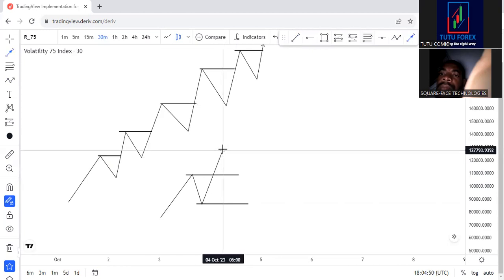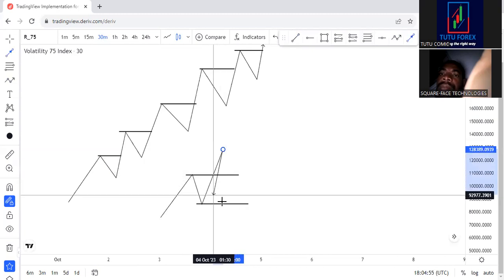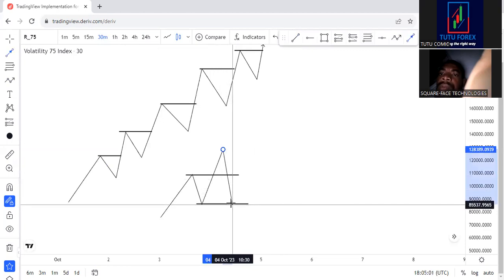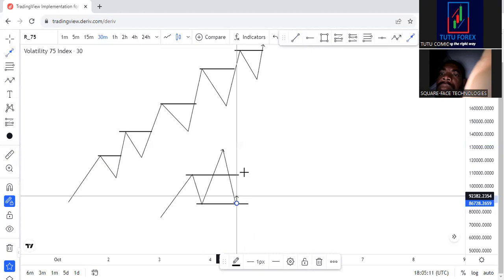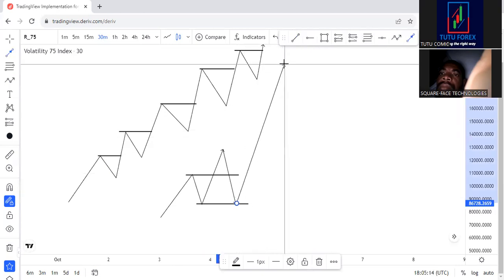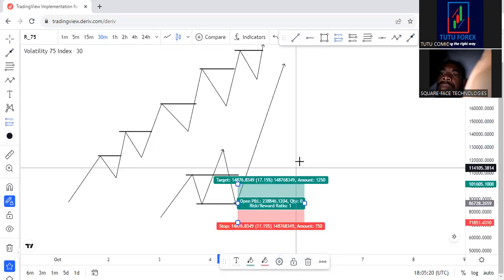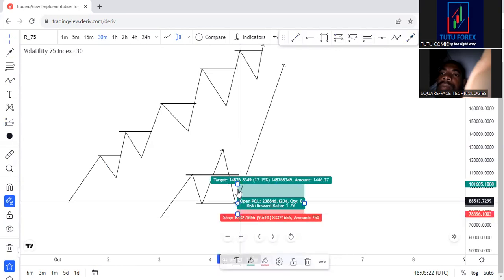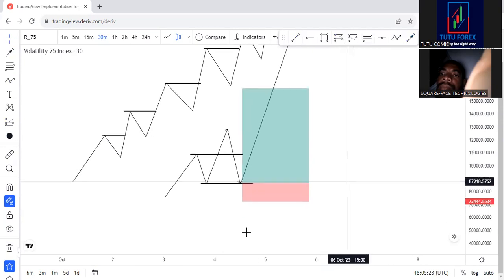So we will need to see price pulling back into this our zone, coming to test this low here. Then we'll wait for price to pull to the upside. Meanwhile, you have taken your trade from here, your stop loss below, and boom, to the upside, right?